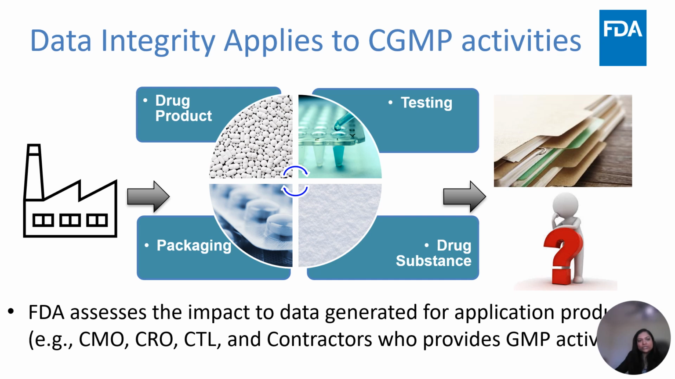So in consideration of increasing use of electronic systems without commensurate understanding and implementation of risk-based controls, in case of electronic and paper batch records, you want to make sure that you have controls in place to prevent data integrity issues or detect any data integrity issues.